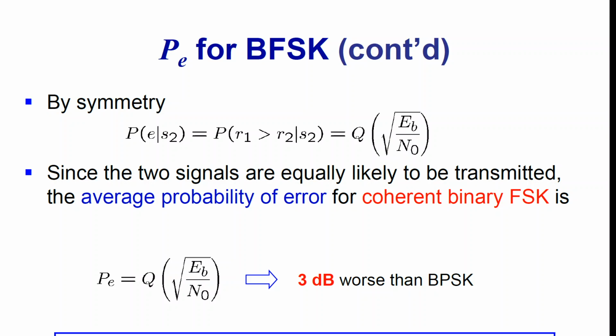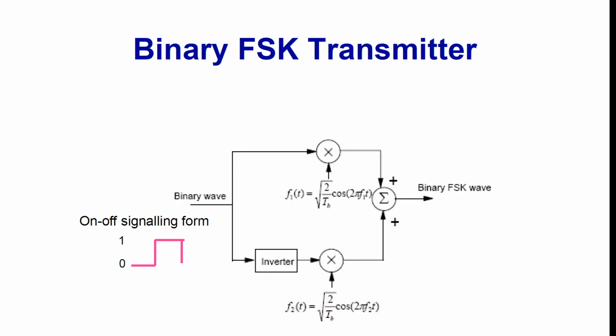So for BPSK it was Q of root 2 EB by N naught. So probability of error for BFSK is 3 dB worse than BPSK. BFSK is having more probability of error.